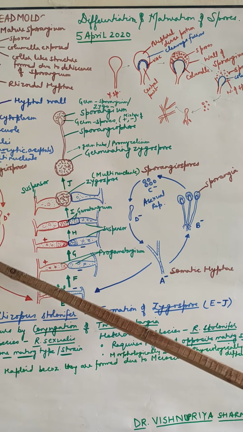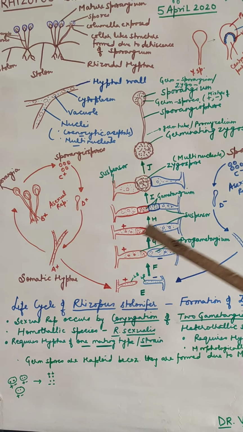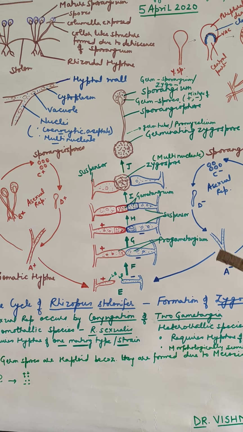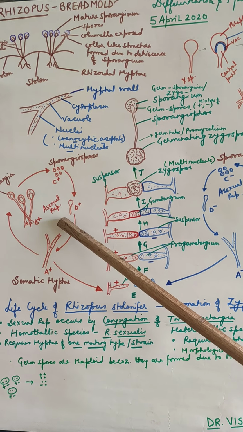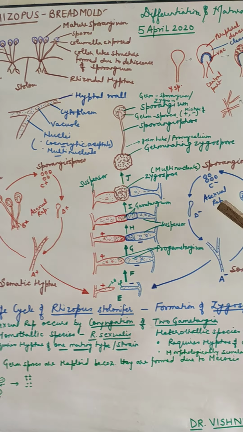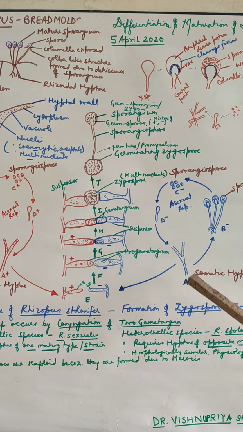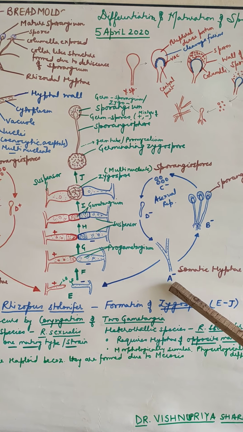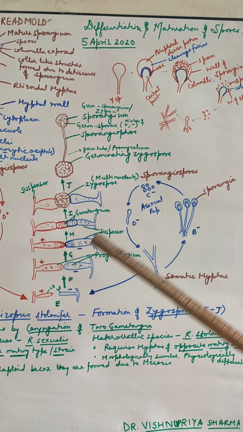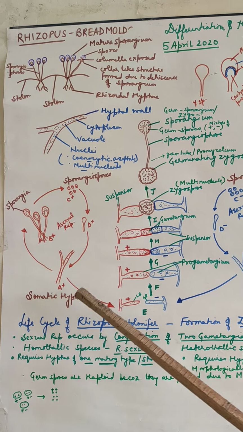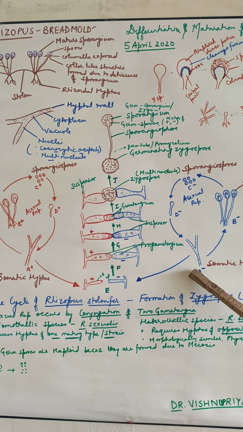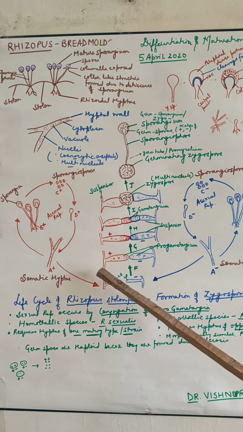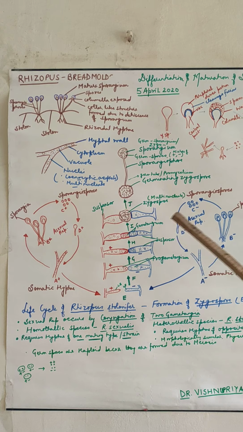How these two different somatic hyphae are formed, we will discuss over here. You can see that here is one diagram and here is another diagram. Both diagrams indicate asexual reproduction. The only difference you can see is that here I have written A minus, B minus, C minus, and here A plus. These minus and plus signs indicate the strains: this is the A minus strain and this is the A plus strain, so both strains are opposite.